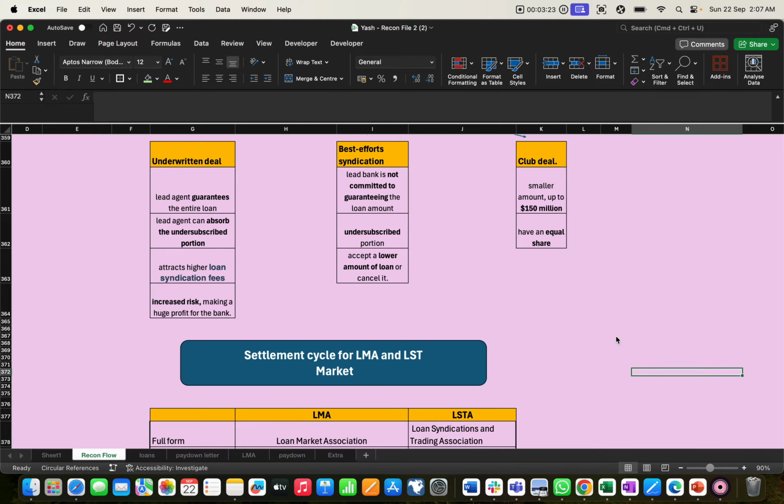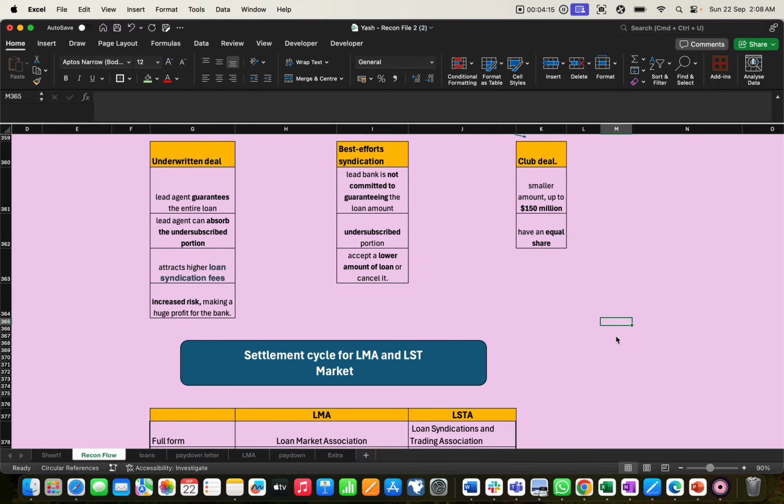The second type is best effort syndication, where the lead bank does not give the guarantee on the unsubscribed amount. If 90% is subscribed, the remaining 10% the borrower, the businessman or financial institution, has to arrange somewhere else. Sometimes if it does not get subscribed and the bank needs it, the rate goes lower too. Like they are giving at 10%, but if it is not subscribed, they have to give at 9% or 8%. This is an example of best effort syndication.